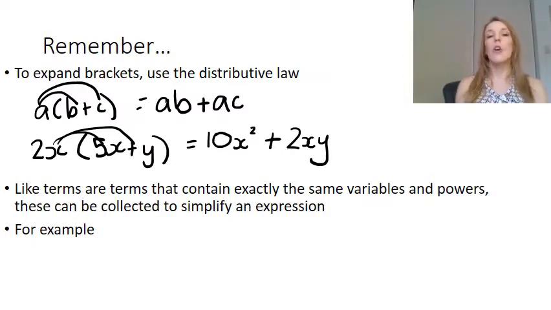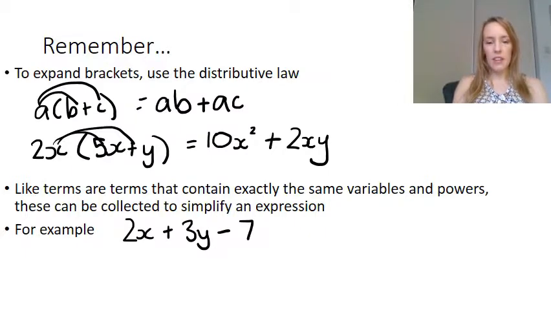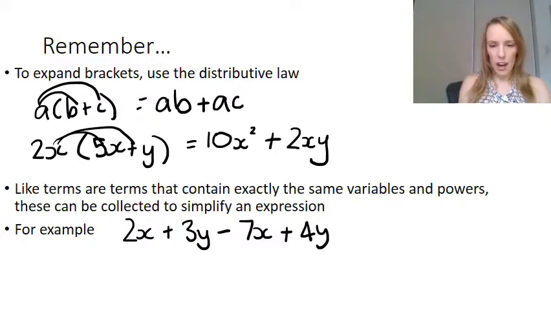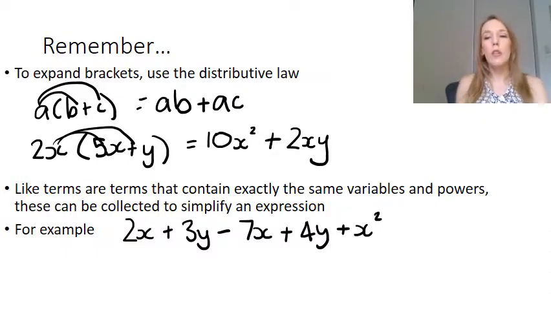Another example is like terms. So remember, like terms are the terms that contain the exact same variables to the exact same powers, and we can actually add or subtract variables if they are like terms. Okay, so for instance, if we have 2x plus 3y take 7x plus 4y, plus x squared, we can look for like terms.